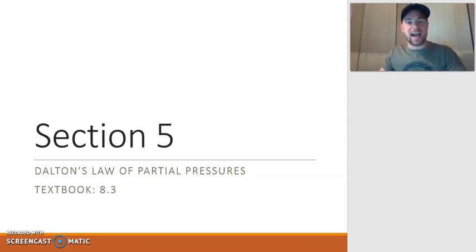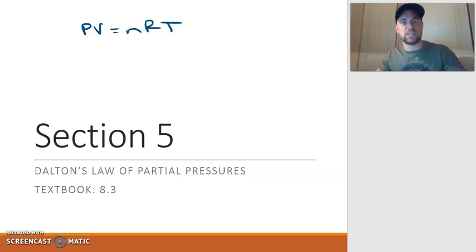We first talked about the ideal gas law, which was PV equals nRT. This was our very first gas law that gave us a chance to look at how all four variables, pressure, volume, moles, and temperature, were all related to each other.